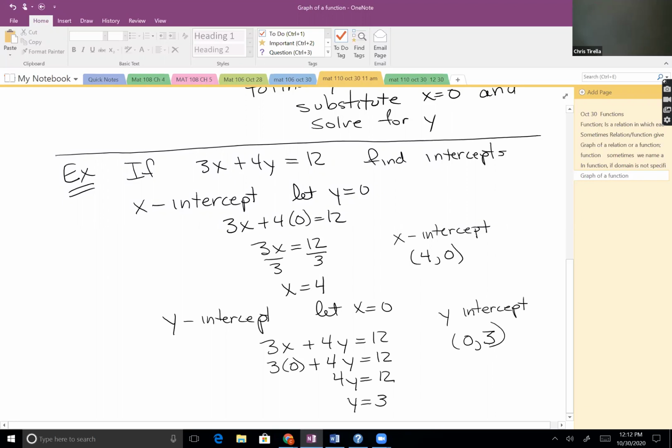So sometimes we'll find the intercepts by looking at the graph. And sometimes, if we're given an equation, we'll find them by substituting in 0 for x if we're looking for the y-intercept, and substituting in 0 for y if we're looking for the x-intercept.